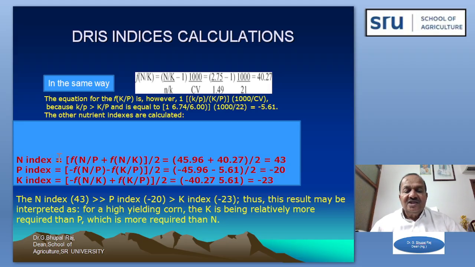For the nitrogen index, for example, here we are calculating nitrogen. Nitrogen is on the upper side and P is on the lower side. When we are calculating the nitrogen index, if nitrogen is on the upper side, we have to give the positive sign. If it comes on the lower side, then we have to give the minus value. For example, here we will calculate the nitrogen index. Here we have taken two ratios, N by P and N by K.